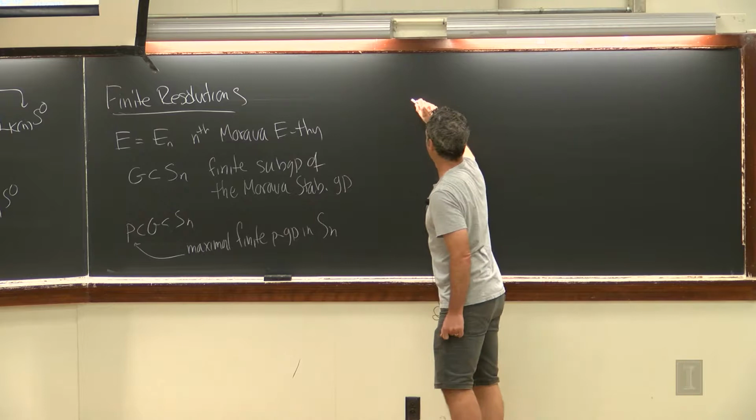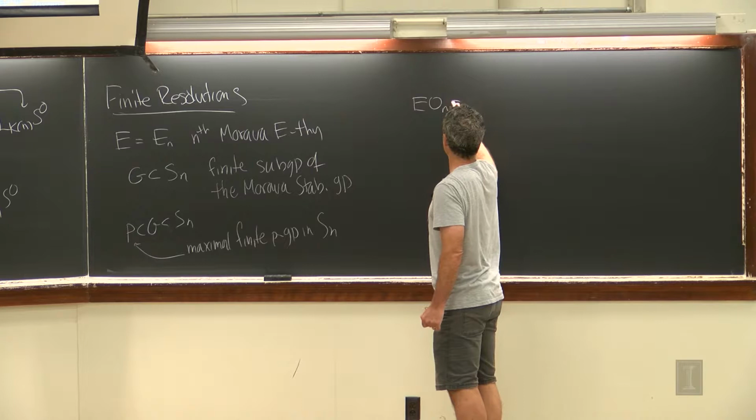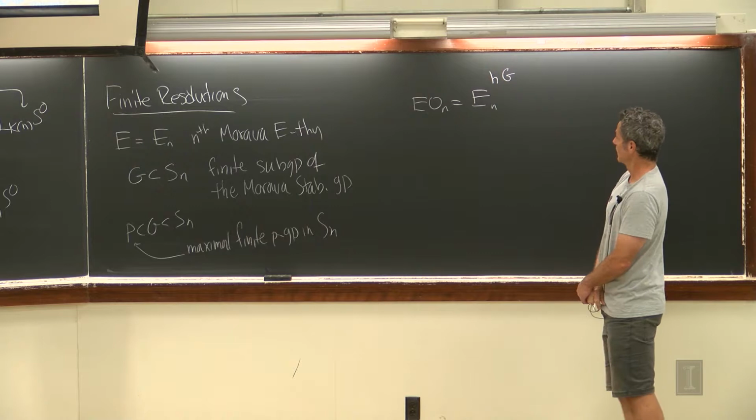And then I'll write EO_n to be the homotopy fixed points of this G action on E_n. So that's to remind you of KO, and G doesn't appear in the notation.